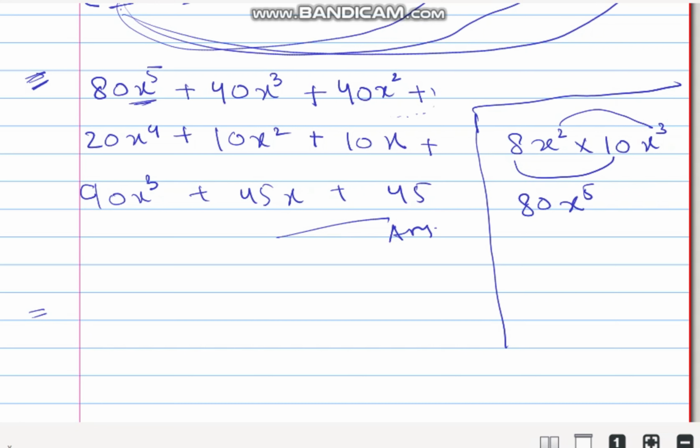So there are no terms here which have x power 5. We will write this the same as it is. Similarly, there is 40x cube. Just search for the terms which have x cube here.